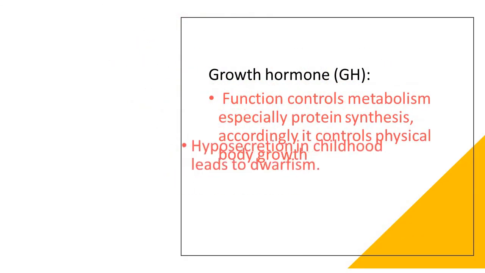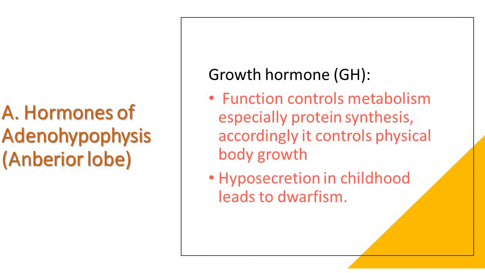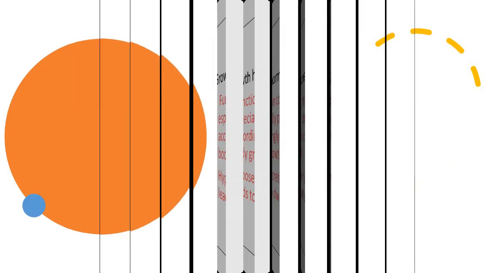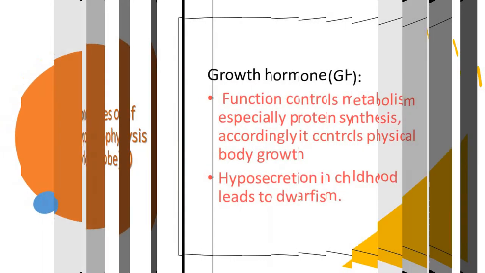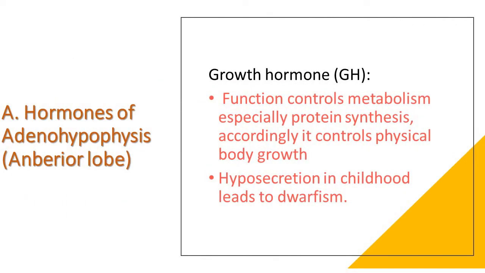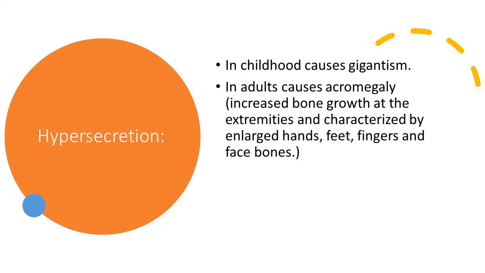Growth hormone. It's a hormone secreted from the pituitary gland, from the adenohypophysis, meaning from the anterior lobe, and it is responsible for protein synthesis and control of physiological growth. If its secretion decreases, which is called hyposecretion, it leads to dwarfism. If its secretion increases, or hypersecretion, it causes gigantism in childhood, and in adults it is called acromegaly, as it enlarges the hands, feet, fingers, and so on.